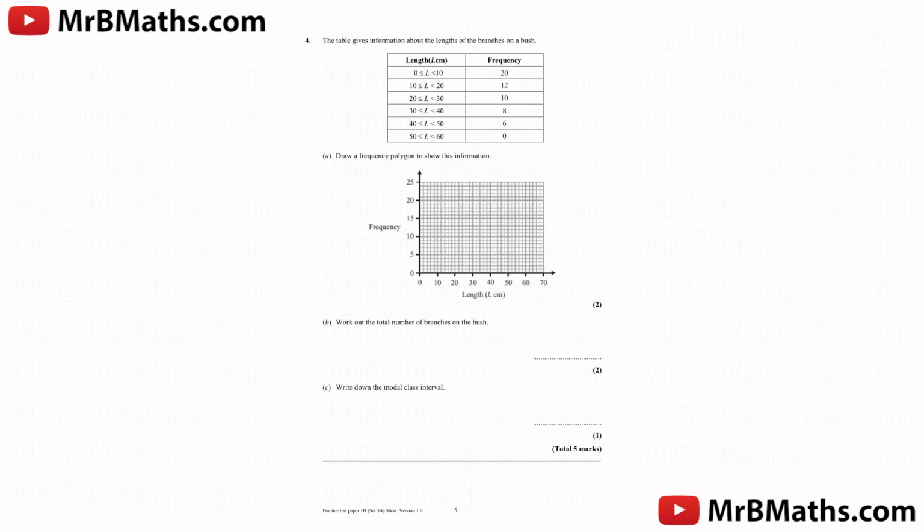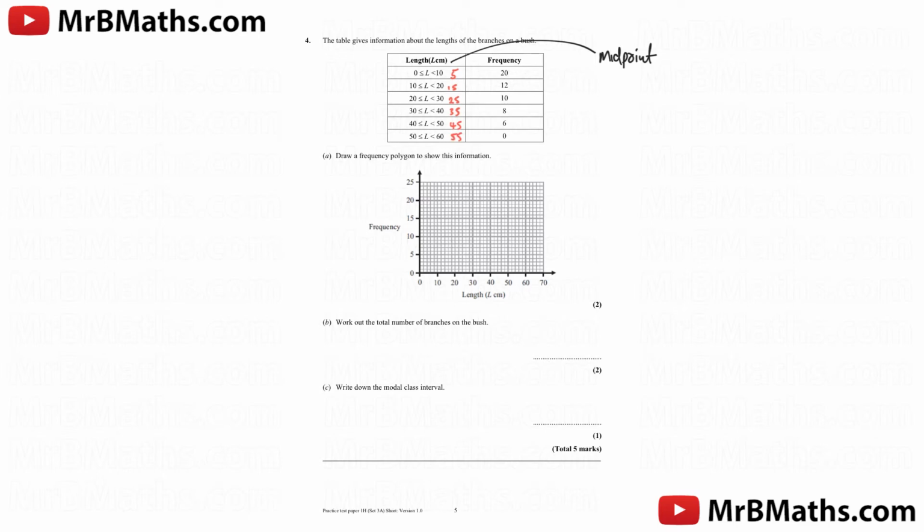Right, okay, so question 4. The table gives information about the length of the branches on a bush. Draw a frequency polygon to show this information. So we've got the length and we've got the frequency. So with a frequency polygon, we're going to go for the midpoint of all of these values. So let's go with 5, 15, 25, 35, 45 and 55.